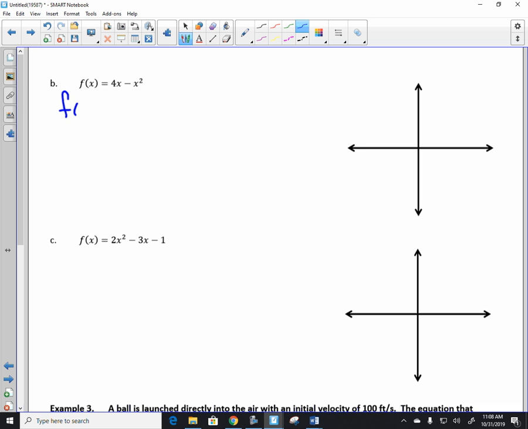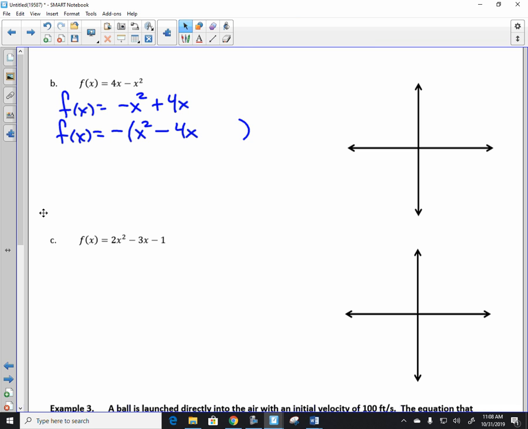Okay, so I'm going to write f of x is equal to negative x squared plus 4x. You want to have a completed square. You can't complete the square if you have a negative out front. f of x is equal to, take out the negative, and you're left with x squared minus 4x. Everyone okay with that step? So what do you add to complete the square? 4.